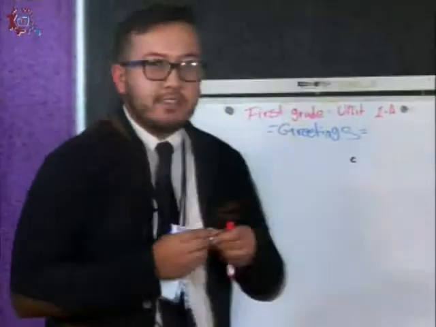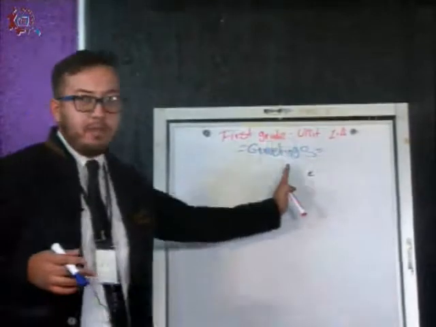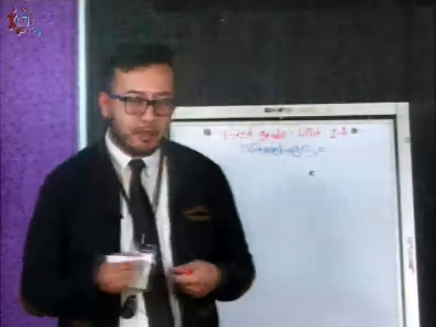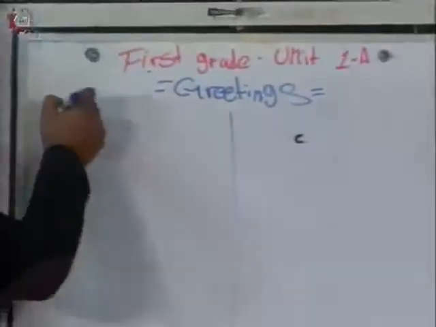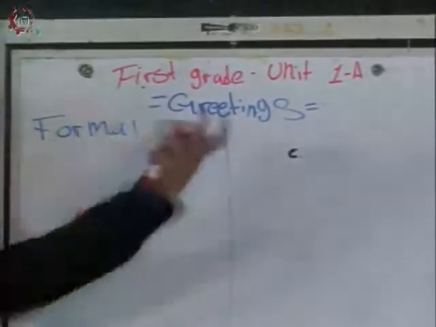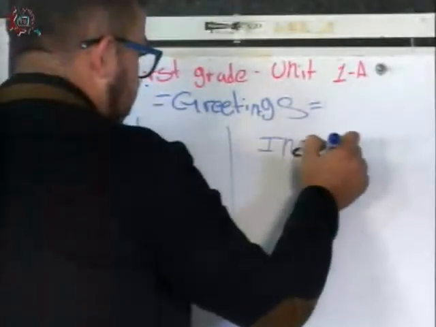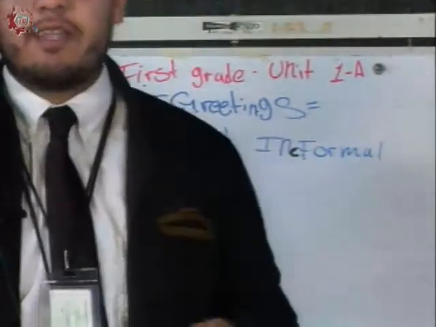So please open your notebook and imagine that this is the classroom, all right? You're going to copy what I'm writing. So I'm going to give you 3 seconds to go for your notebook. 1, 2, and 3. Okay, we're going to start. You're going to divide the notebook in 2 parts. So you're going to write in the left side, formal, and in the right side, you're going to write informal. Informal, all right? So we're going to start with informal greetings.